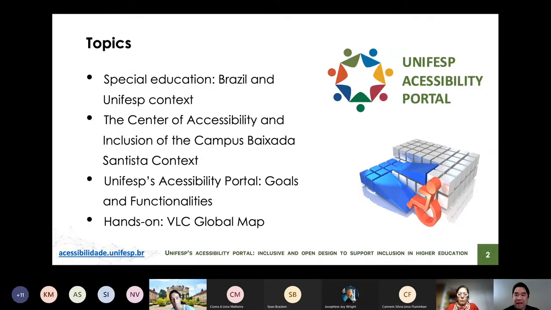Well, on the second slide, we are presenting the topics of today that we prepared for this webinar. Professor Maria will start talking about the context of special education in Brazil and at UNIFESP. She will also speak about actions to promote accessibility at the Baixada Santista campus at UNIFESP, where she is the coordinator of the Accessibility and Inclusion Center. Afterwards, Professor Cicera and I will talk about UNIFESP's accessibility portal, its goals and its features. And finally, we will try to have a hands-on moment where we will invite everyone here to share your actions for accessibility in your context of education.